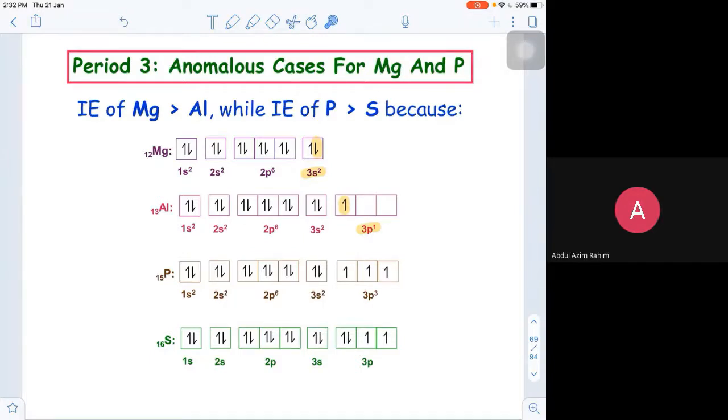If we look at phosphorus and sulfur, the first electron removed from phosphorus comes from a stable half-filled orbital of 3p. So it is harder to remove the electron and requires more energy, as compared to the first electron removed from sulfur, which comes from an unstable partially filled orbital of 3p. The electron is paired in the same orbital, so it experiences a stronger electron-electron repulsion. Therefore, it is easier to remove the electron and requires less energy.